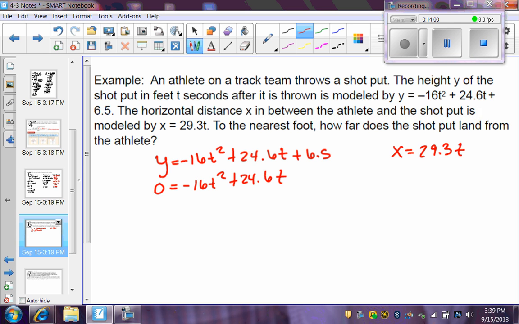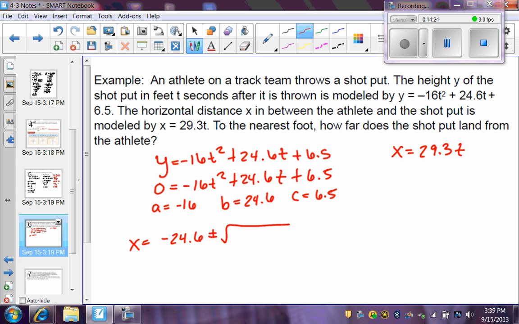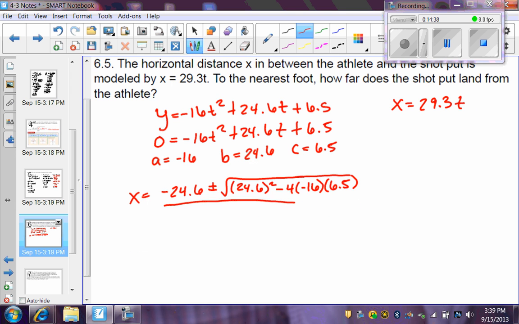And because there's decimals involved, I'm not even going to try and factor it. I'm going to go straight into using the quadratic formula. So I know that a is negative 16, b is 24.6, and c is 6.5. So x equals negative b plus or minus the square root of b squared minus 4 times a times c, all over 2 times a.